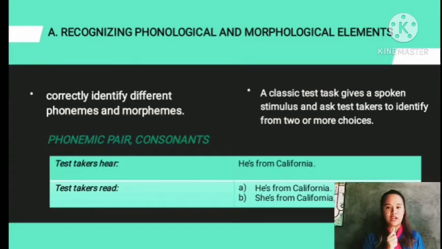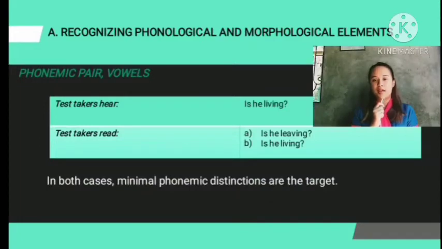Test takers hear "he's from California." Test takers read A. He's from California and B. She's from California. The second table is an example of phonemic pair vowels. The test takers hear "is he leaving?" and the test takers read A. Is he leaving? Or B. Is he leaving? In both cases or examples, minimal phonemic distinctions are the target.